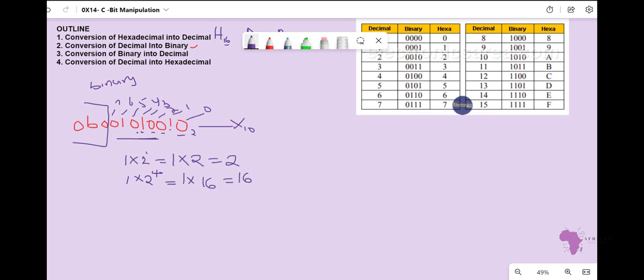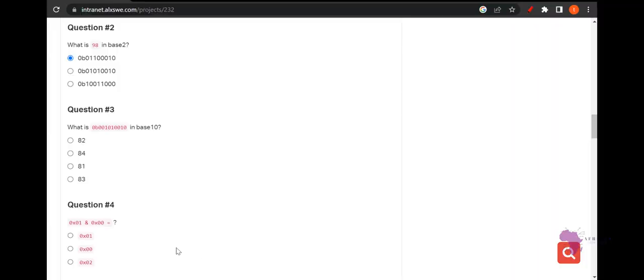Right, let's get to the other one, which is position 4, position 5, position 6. So 1 multiplied by 2 raised to 6, which is equivalent to 1 multiplied by 64. So what, guys? It will give us 64. The addition of all of these will give us the answer. So 16 plus 64 will give us 80, plus 2, 82. So our answer now will be 82, and that is how I arrived at my answer to be 82.